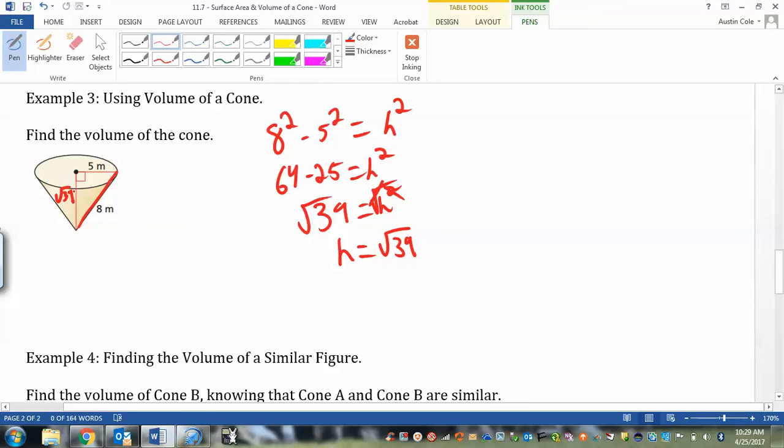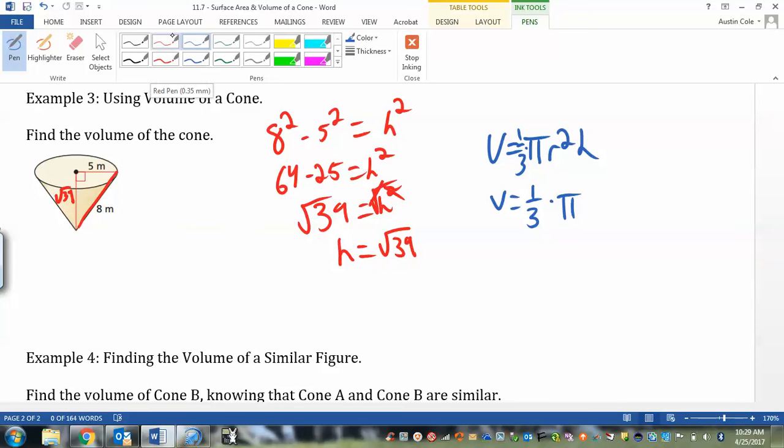Now we have everything we need, right? We have the height, we have the radius. So volume is going to be pi r squared h times 1/3. So volume equals 1/3 times pi. That doesn't change. What do we say our radius was? 5. So times 5, and that's squared. And then times our height, which is the square root of 39.